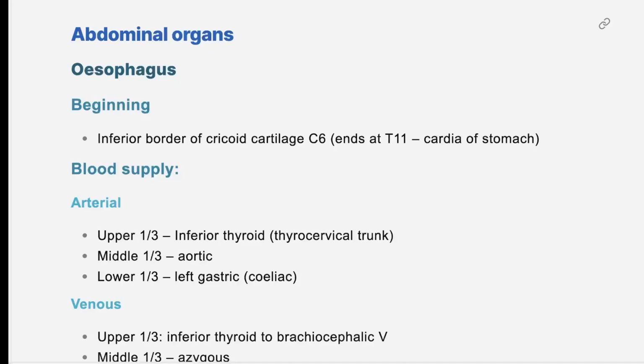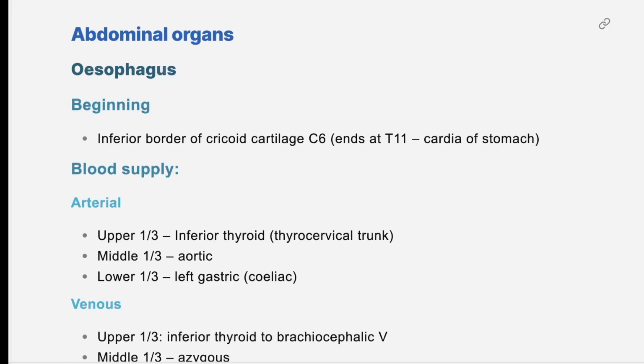I'll continue on the week before the exam series, and we'll do some random scenarios today, starting with the anatomy. So we have the esophagus. The esophagus begins at the lower border of the cricoid cartilage at the level of C6, and it will end at T11 after passing through the esophageal opening in the diaphragm.